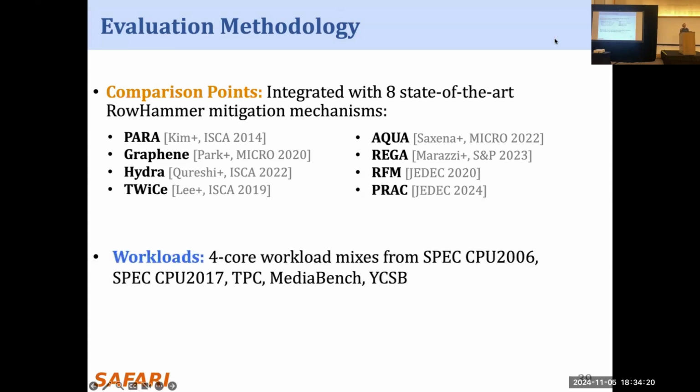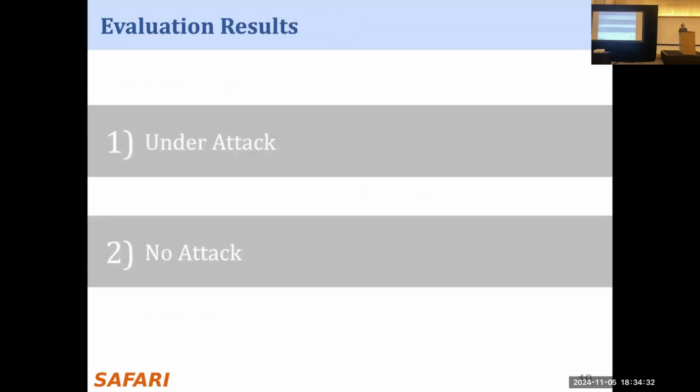We create 2 types of mixes, where in 90 mixes, we have a non-malicious core mounting a memory performance attack by triggering many RowHammer preventive actions. And in 90 of the mixes, we have all cores as benign. Let's start by discussing systems that are under attack.